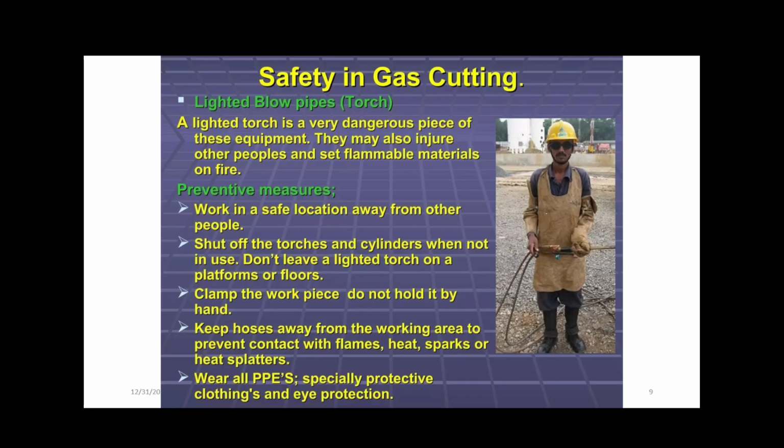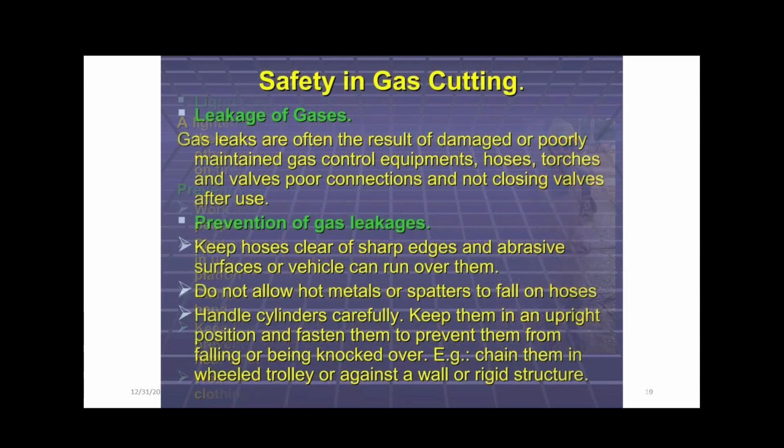Now, clamp the workpiece. Do not hold it by hand. Keep hose away from the working area to prevent contact with flames, heat, sparks, or heat splatters. Now, wear all PPE, especially protective clothing and eye protection. As you can see, my friend, how he is dressed. Okay, so you can always dress well this way.